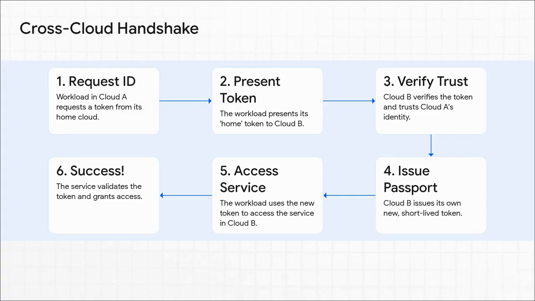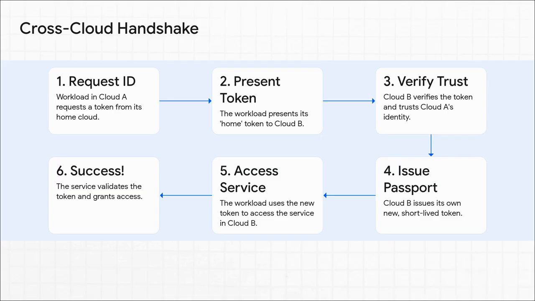First, our workload over in Cloud A basically tells its own cloud, hey, I need to go on a trip. Give me some ID. And it gets a token that proves who it is. Then, it takes that home token and shows it to the bouncer at Cloud B's identity system. Now, here's the crucial part.